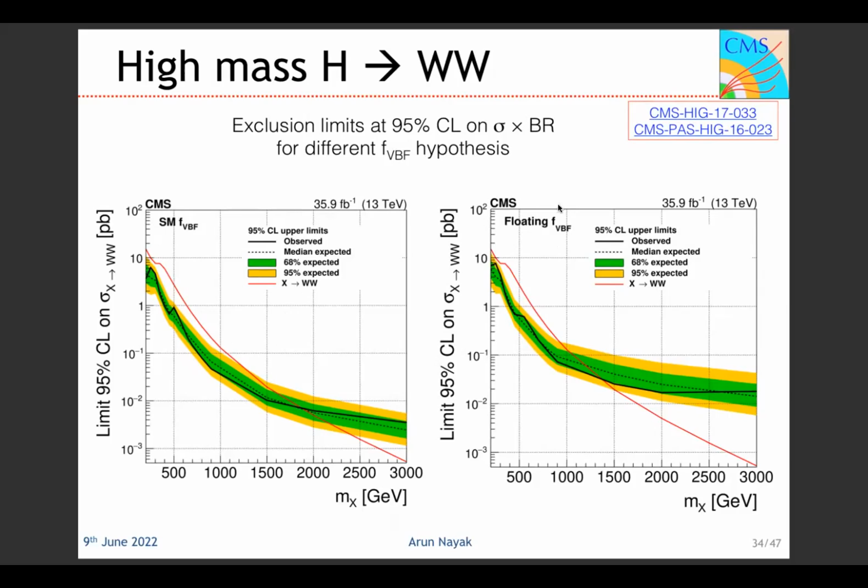While you assume the floating fraction, you float this fraction of the VBF contribution. Then the limit on this mass is significantly reduced. They have also assumed, I think, a VBF fraction equal to 10 or something. You can have a look at it. Okay.